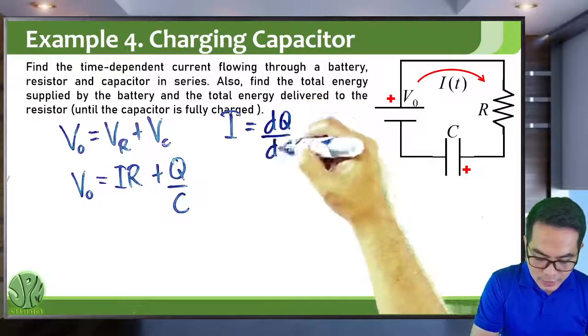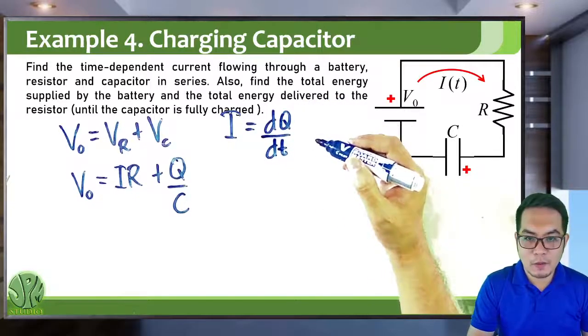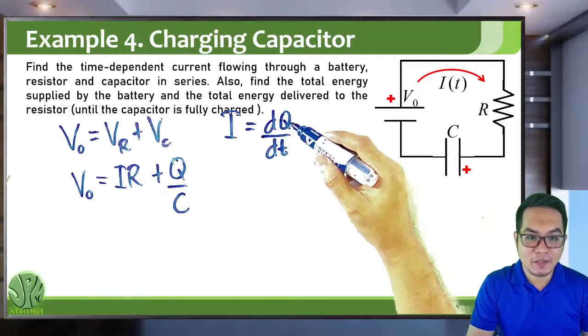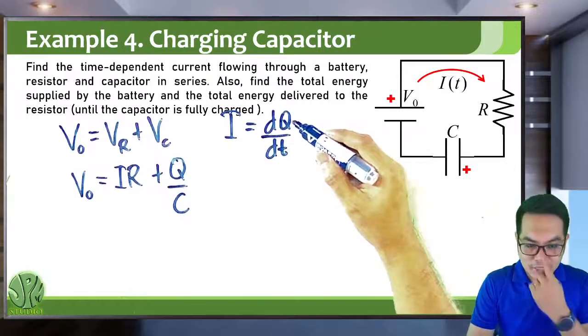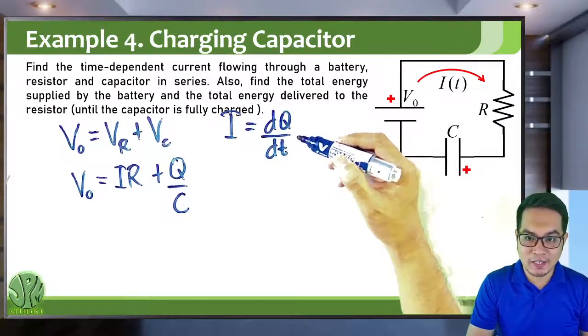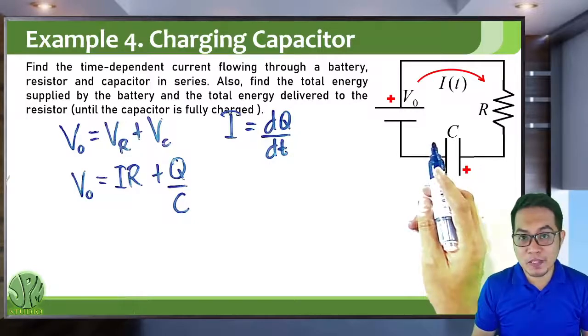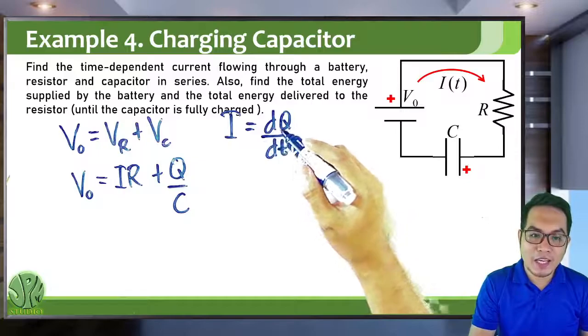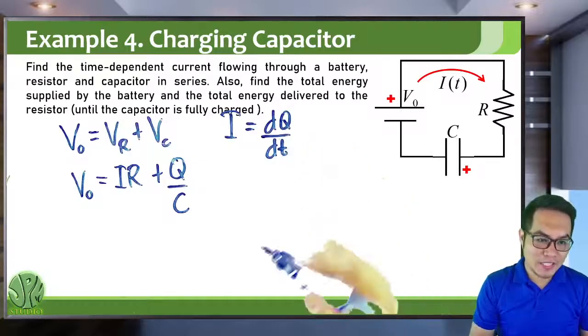I would like to make a correction. dq dt is the charge in the capacitor. So in the discharging case, dq dt is negative because the charge in the capacitor is decreasing. But here, this is charging a capacitor, so the charge in the capacitor is actually increasing. That is why I is a positive dq dt in this case.